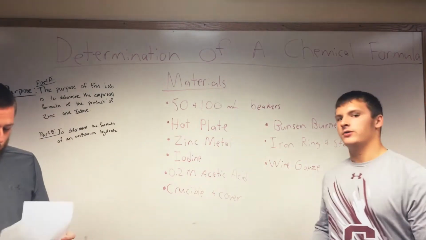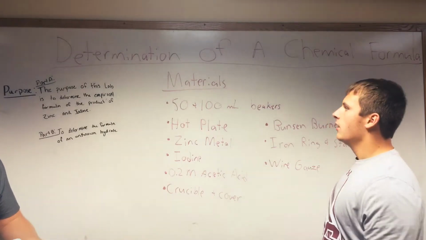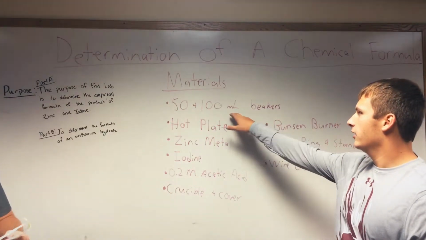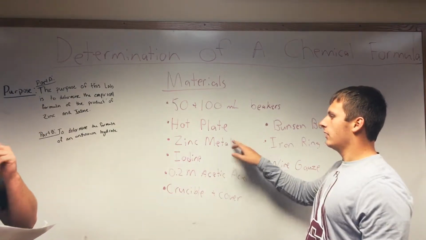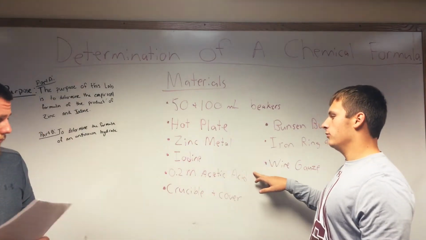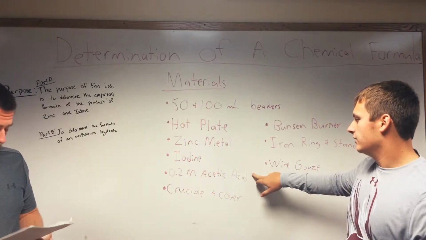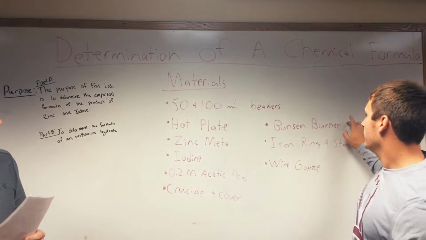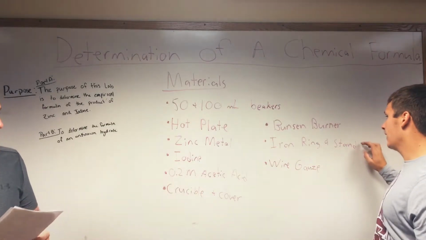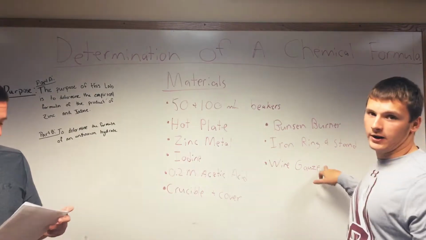Some of the materials that we needed to do this experiment were a 50 and 100 milliliter beaker, hot plate, zinc metal and iodine, 0.2 molar acetic acid, crucible and a cover, and then a Bunsen burner, iron ring and an iron ring stand, and wire gauze.